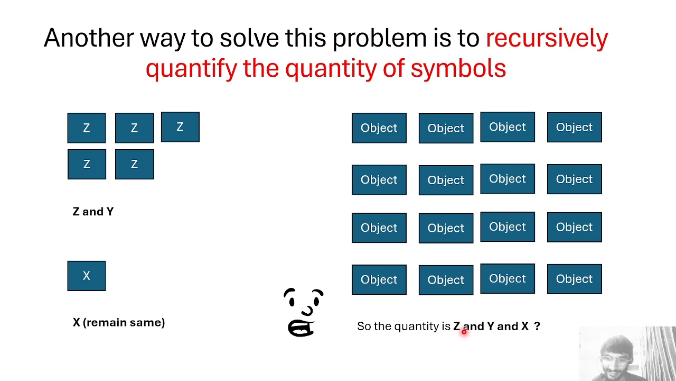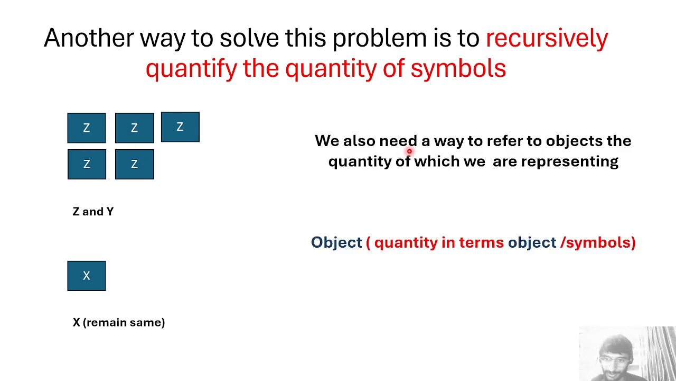Because here the Z and Y represent the quantity of Z's and not the objects. Similar for X. But in this case, Frank, anybody, can clearly misunderstand that this whole string represents the quantity of objects here, but not these symbols themselves. So we also need a way to refer to the objects, the quantity of which we are representing. So the notion goes like this.